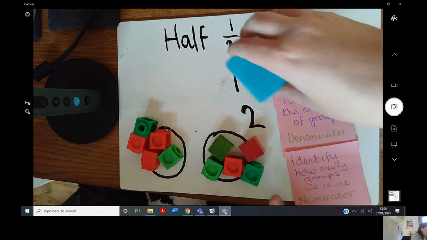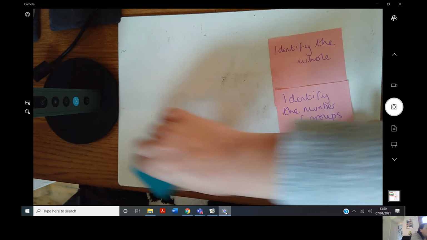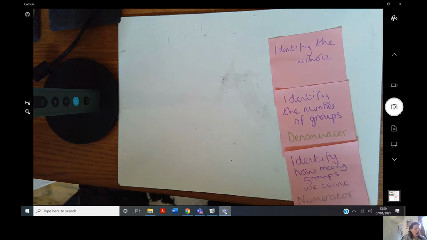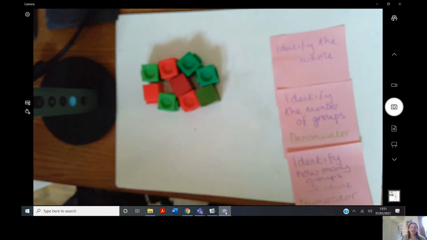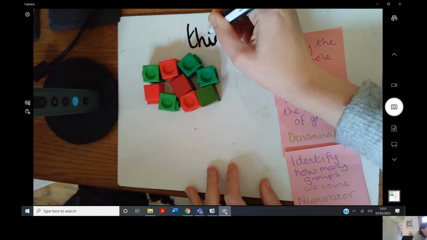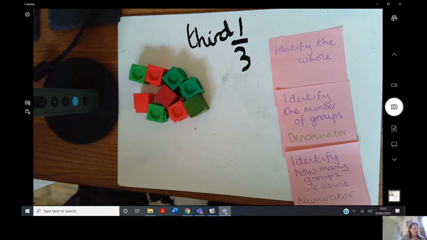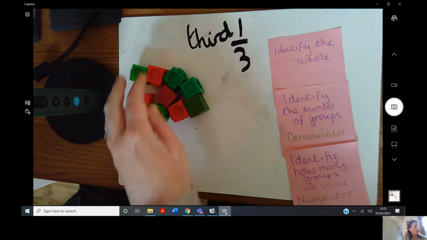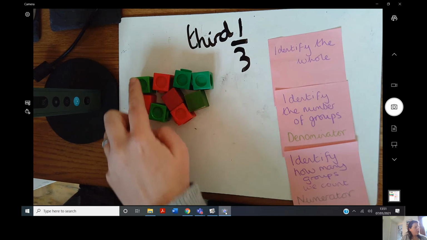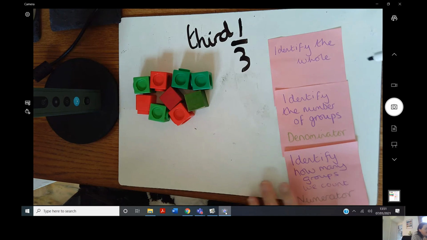Let's do one more example using our cubes. And you can practice these examples at home using anything that you have. Here, I'm going to have some more cubes, and I want to find 1/3, which we write, remember, like this. That is 1/3. Now I need to identify my whole. So let's count our whole. 1, 2, 3, 4, 5, 6, 7, 8, 9. My whole is 9.